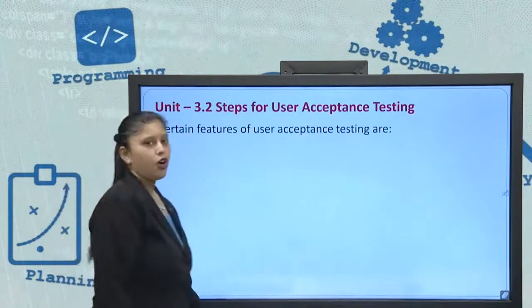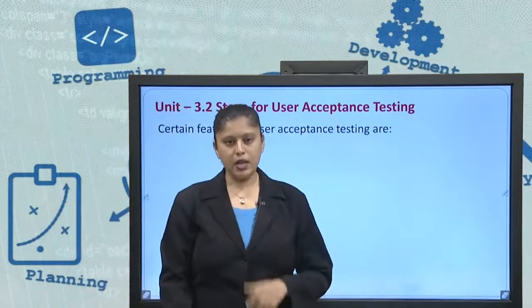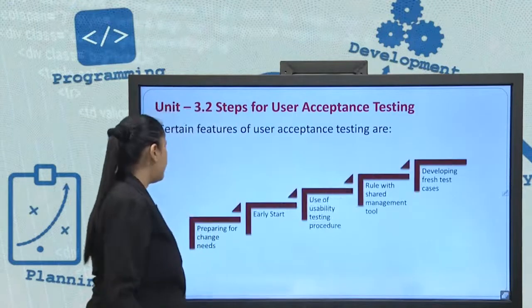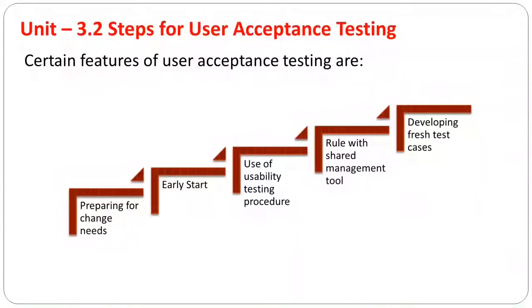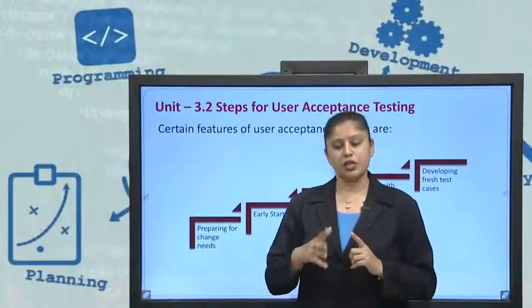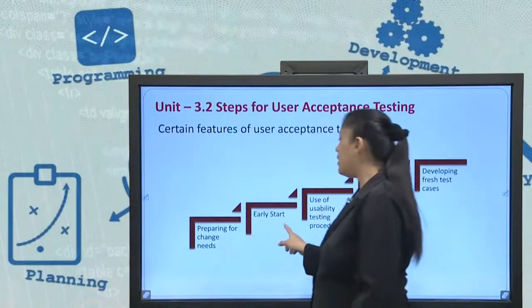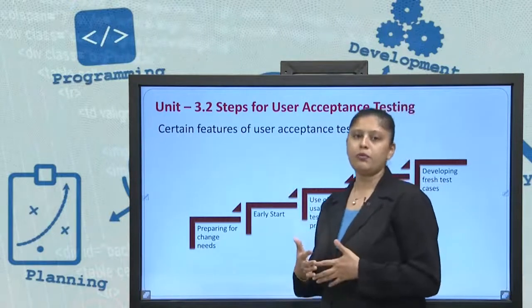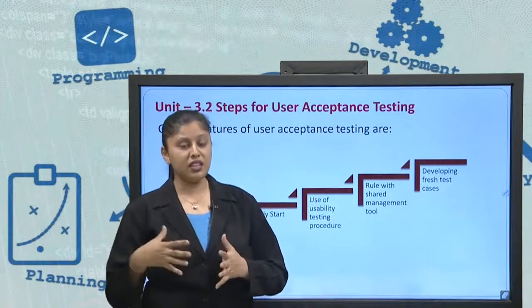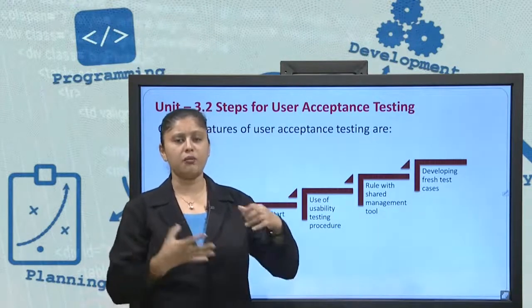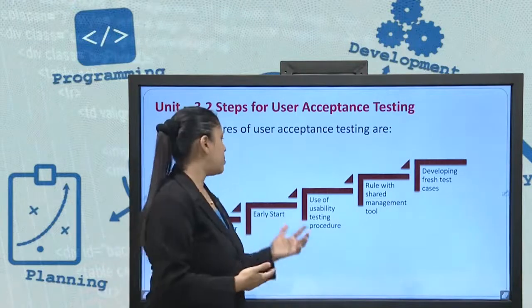Now let us see what the features of user acceptance testing are. It is preparing for change needs, that is, if my user needs some changes to be there, we have to prepare for that particular change, the need of the change. Then early start. We are supposed to start with our product development once I have got my customer requirements, the needs, the changes that I need to have in my software, then I have to start with it.